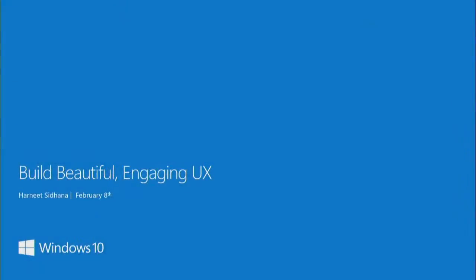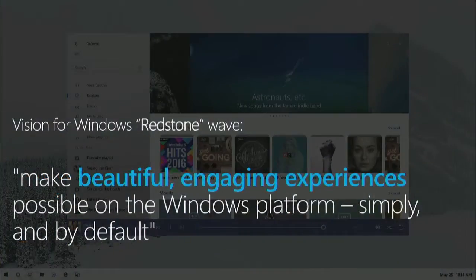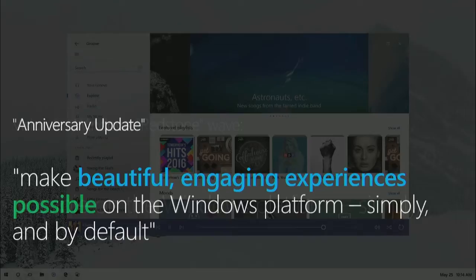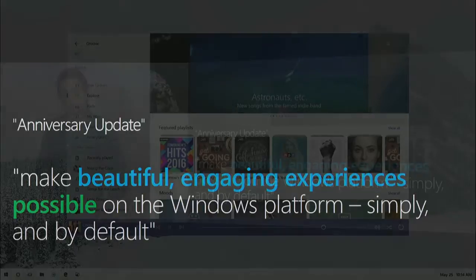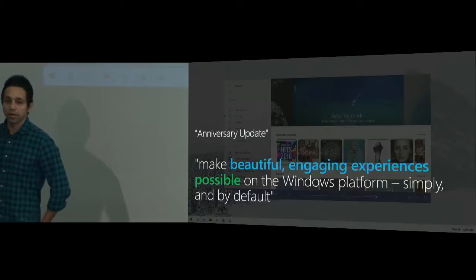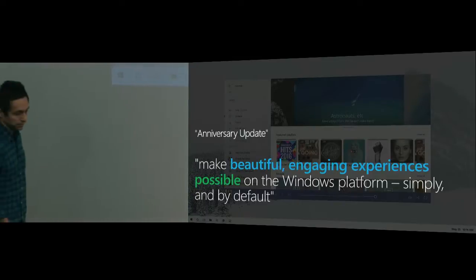Today, I'm going to talk about new capabilities that we've added to the Windows UI platform for Creators Update and how we can use these features and capabilities to create beautiful and engaging experiences. Our vision for Windows Redstone Wave was to make beautiful and engaging experiences possible on the Windows platform simply and by default. With the Anniversary Update, we introduced the visual layer, which allowed XAML developers to drop down from the XAML layer to the visual layer and access the powerful effects and animation systems that we built in the visual layer. These powerful effects and animation systems enable you to then create beautiful and engaging experiences.